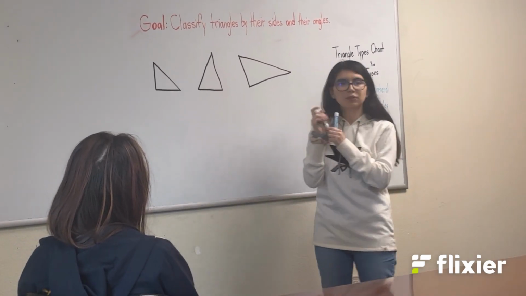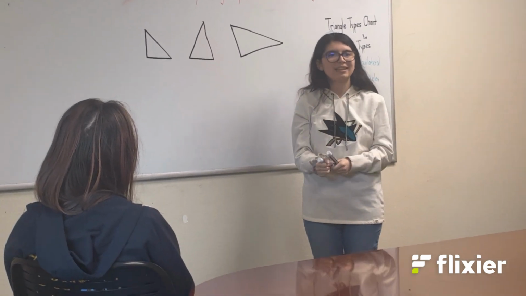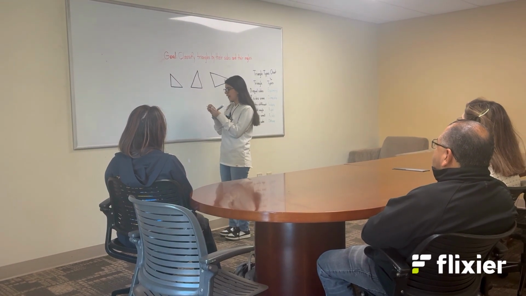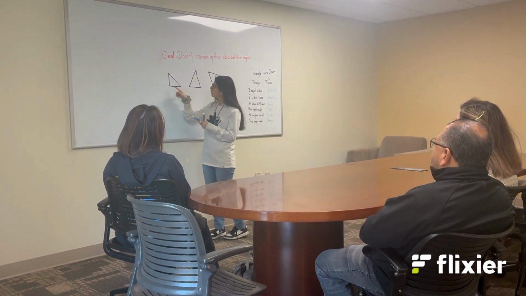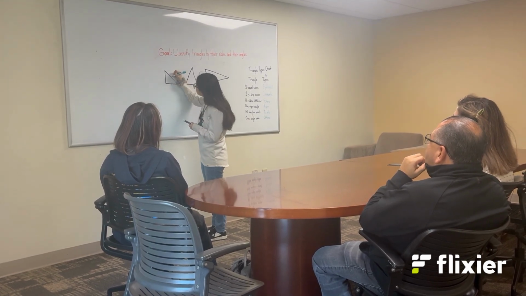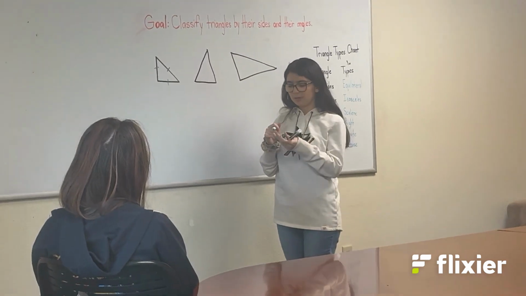So we're going to first begin with an equilateral triangle. Could you repeat that with me? Equilateral triangle. Okay, and so an equilateral triangle has three sides that are the same length. So 1, 2, 3. So this is an equilateral triangle.